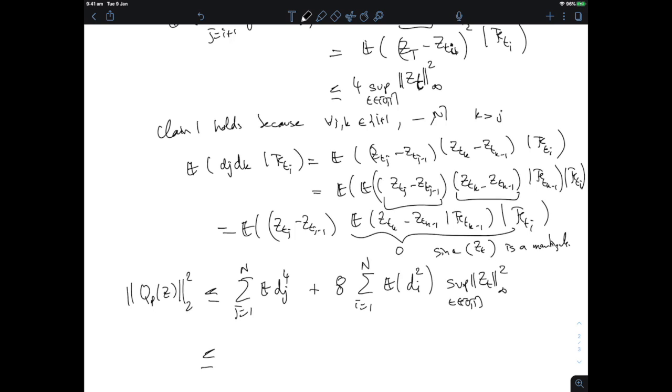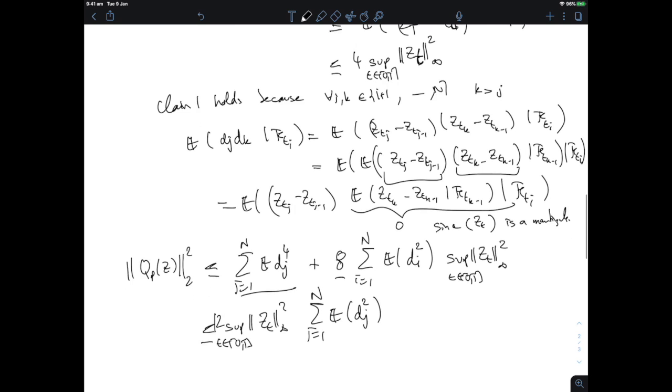Now I do the same thing for the dj to the 4. I estimate dj squared by this supremum, and that gives me this supremum of Zt infinity squared, t between 0 and capital T, times, okay, I get it one time here. Oh no, actually there's two times this supremum and its square, so I get it 4 times from here and 8 times from there, so altogether 12 times, and then that's that times the sum of the expectation of dj squared, j running between 1 and n.